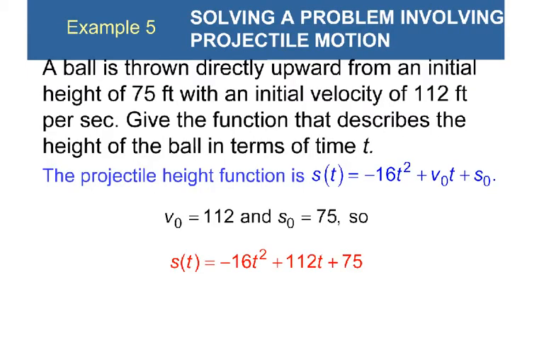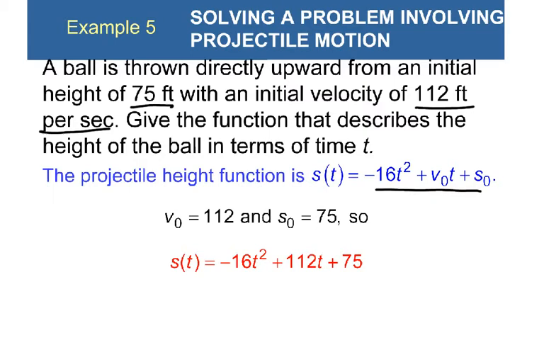Okay, so here it says a ball is thrown directly upward from an initial height of 75 feet. So there we go, that is our initial height, and an initial velocity of 112 feet per second. Give the function that describes the height of the ball in terms of time. Our function is always going to be measured in terms of time. And remember, this formula right here, which I will give you on a quiz or a test, you don't have to remember that.